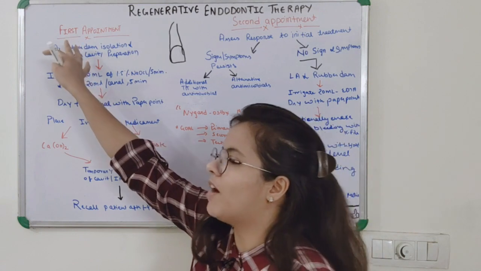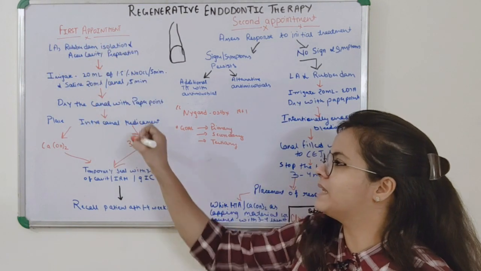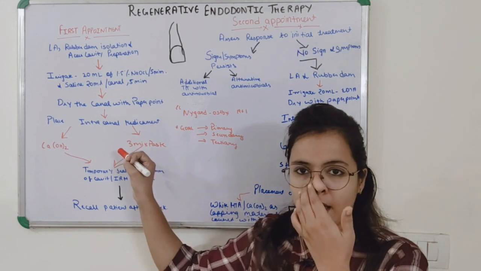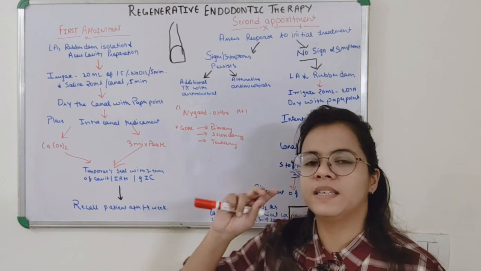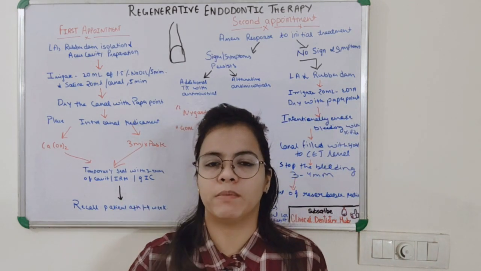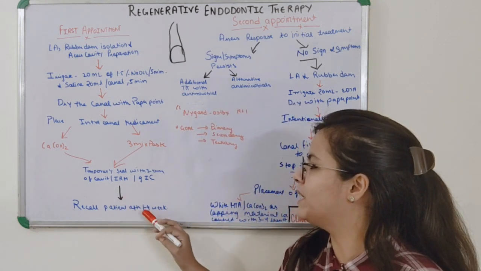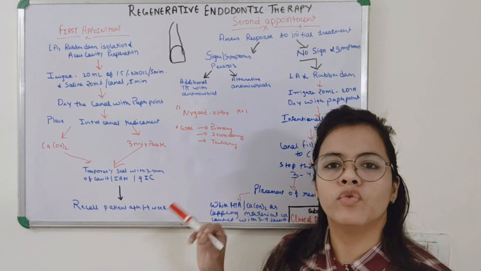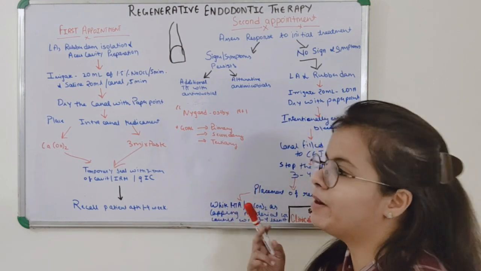What you have to do? You have to do access opening, irrigate the canal, dry the canal, place intracanal medicament. If you are placing triple antibiotic paste, then you have to temporarily seal the canal. The seal material should be approximately 3 to 4 mm. After you have sealed the canal, you have to recall the patient after 1 to 4 weeks. That means it will go for the second appointment procedure.